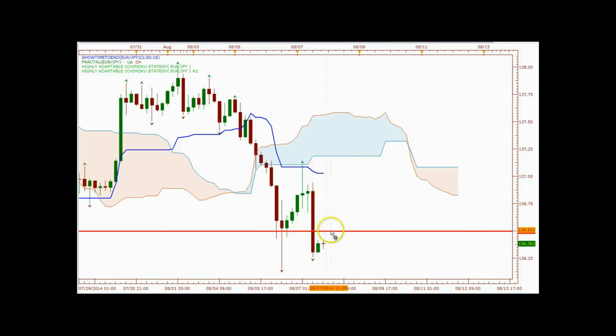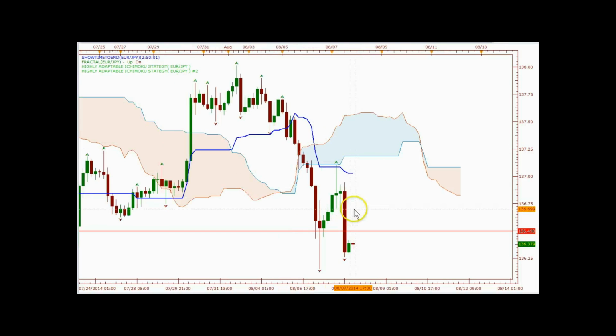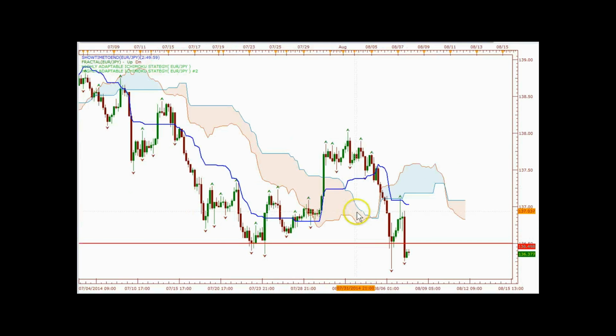But being away from the Kijunsen, again, the market's out of equilibrium, and it likes to come back to equilibrium. So you could get into a trade, and then your trade pulls all the way back to the Kijunsen, and depending on where your stop loss is, it'll take you out. So that's why I definitely like to be closer to the Kijunsen, and I don't think I would do anything with this market right now.